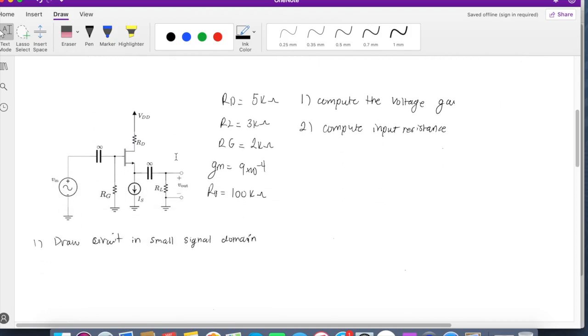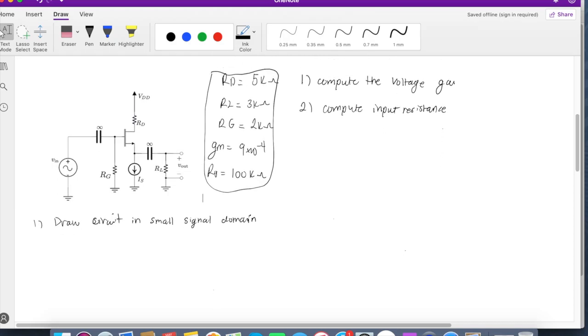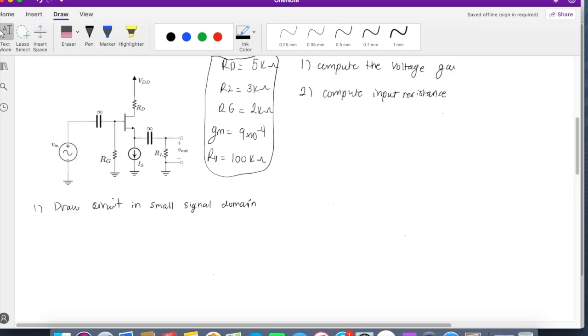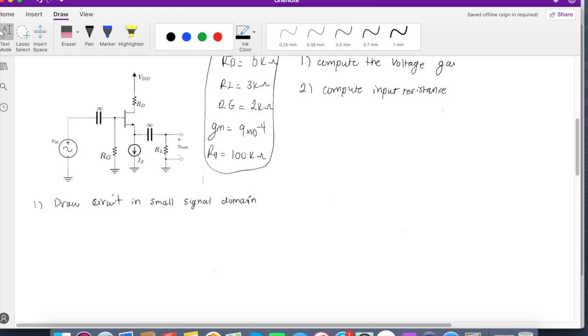So in the first question, let's get this started. Always, we have to draw the circuit in the small signal domain. We're given a bunch of the resistances right here, and we're asked to compute the voltage gain and input resistance. Once we draw the small signal domain, we'll get a nice picture of how we can solve this question. As always, when drawing the circuit in the small signal domain, you want to draw the model first. I find that's the easiest way, and it helps me get everything organized.